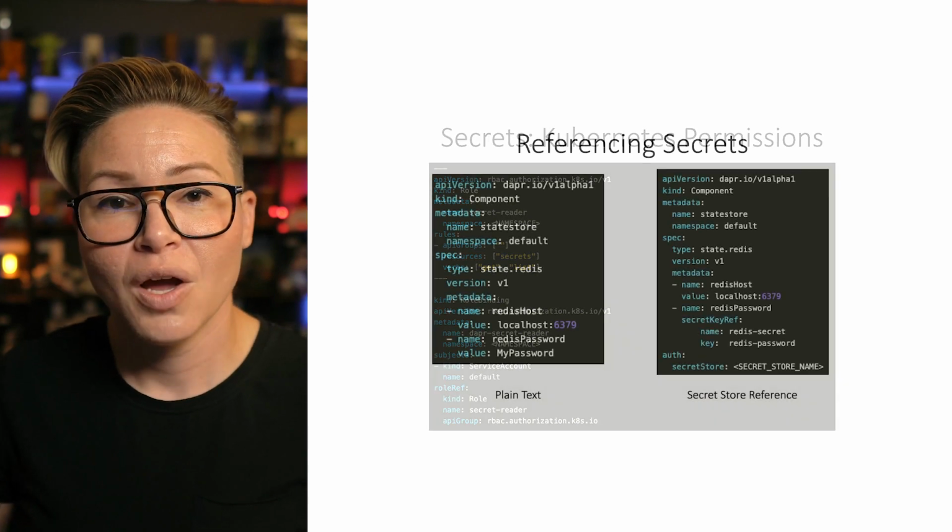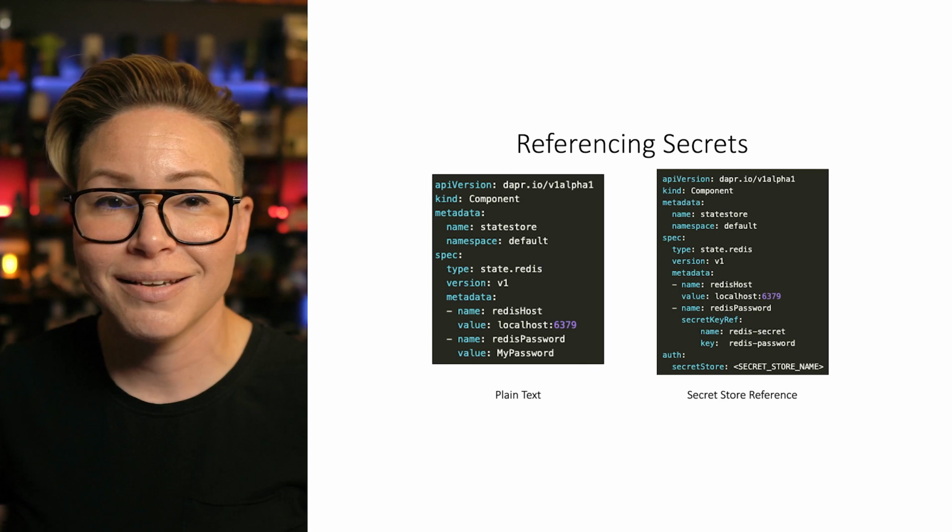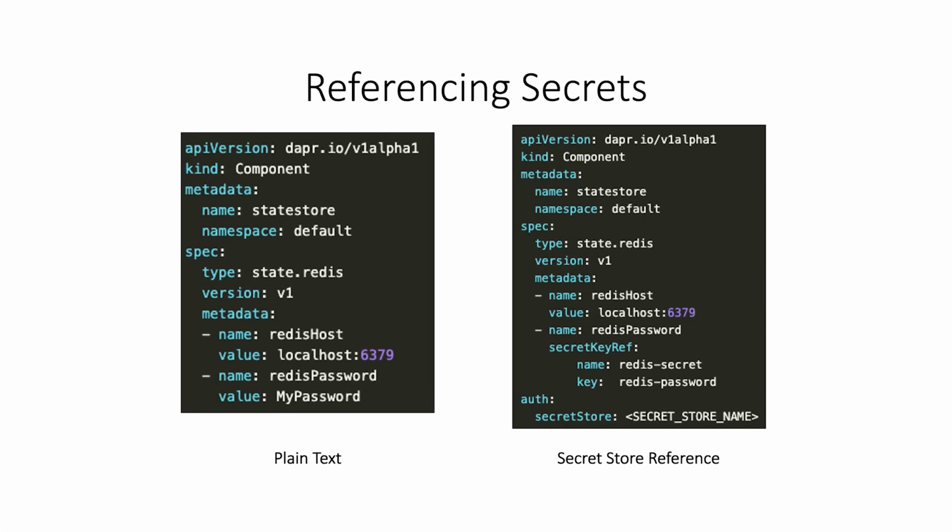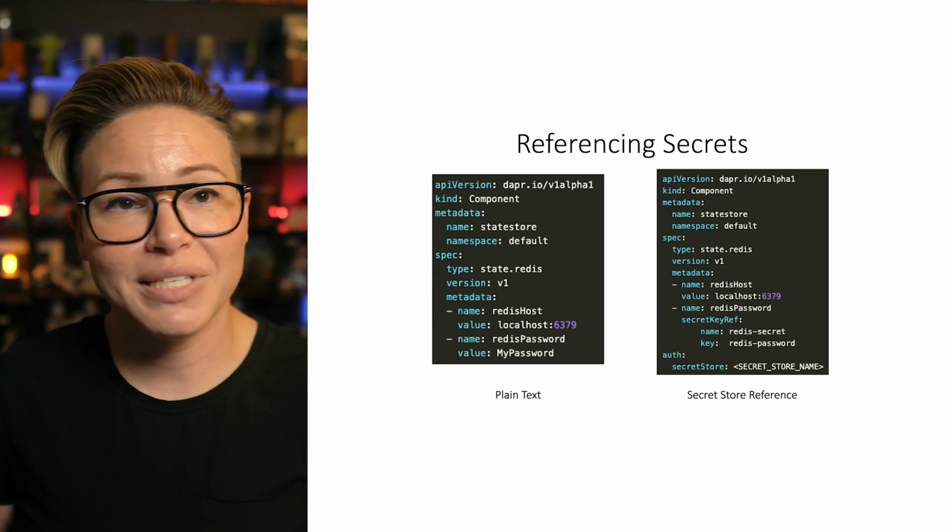While you have the option to use plain text secrets, like my password as shown in the YAML on the left for the value of the Redis password, this is not recommended for production. Dapr natively supports a wide variety of secret stores, including Azure Key Vault, GCP Secret Manager, AWS Secrets Manager, HashiCorp Vault, and more. Components can reference secrets from the spec metadata section within the component's definition. In order to reference a secret, let's look at the example on the right. You need to set the auth secret store field to specify the name of the secret store that holds the secrets. But if that field is empty, that's okay.